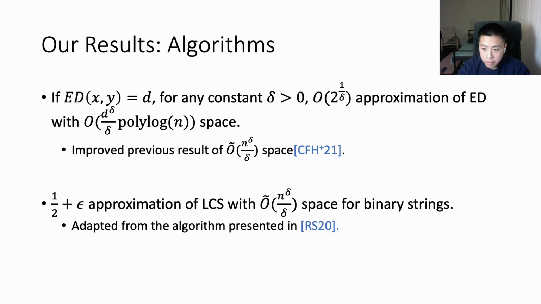For the improved algorithms, if edit distance is equal to some parameter d, then for any small constant delta, we give an algorithm that can achieve 2 to the 1 over delta approximation with d to the delta over delta times polylog n space. This improved from previous results of O tilde n to the delta over delta space, when d is much smaller than n. We also presented a half plus epsilon approximation algorithm for LCS of a binary alphabet, with space O tilde n to the delta over delta.